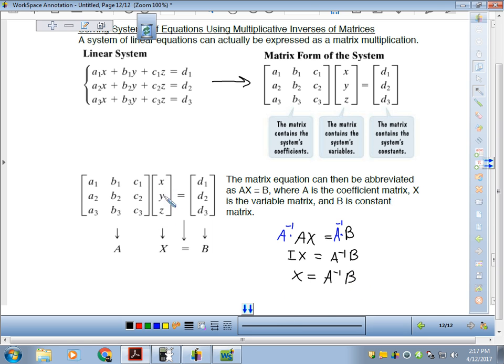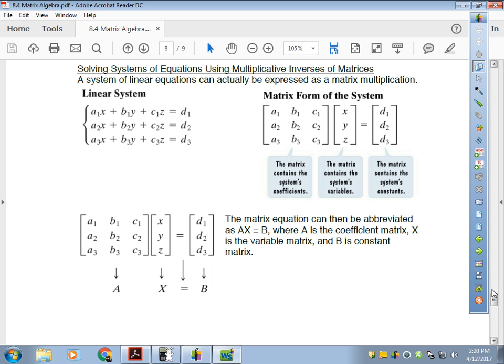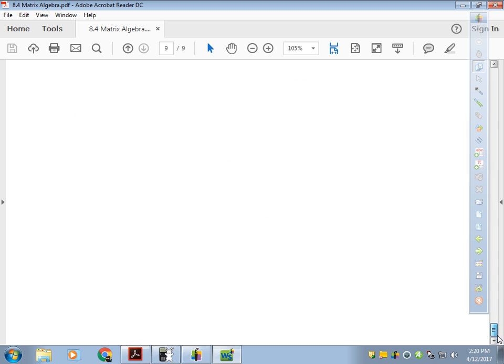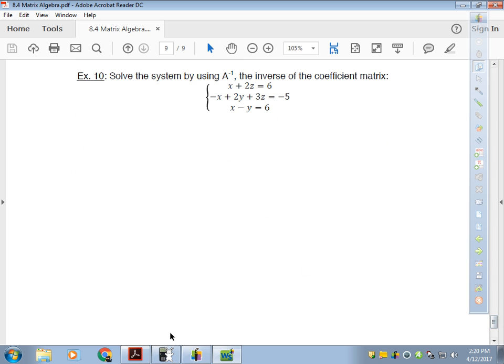So this matrix that has our answers, x, y, z, we can find it by multiplying the inverse of our coefficient matrix times our B, which is the constant matrix. So this is actually a really nice way to solve a system of equations. And you can kind of see I showed the work over here as well. So to solve a system of equations, all we have to do is take A inverse and multiply it by B. And so that's what we're going to do here in this last example.